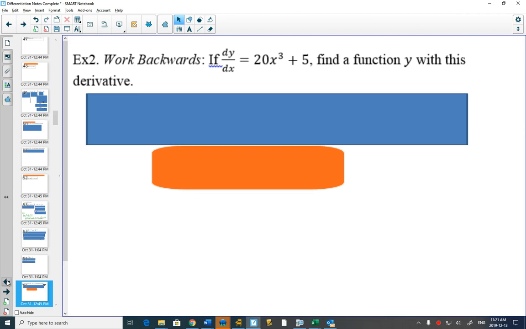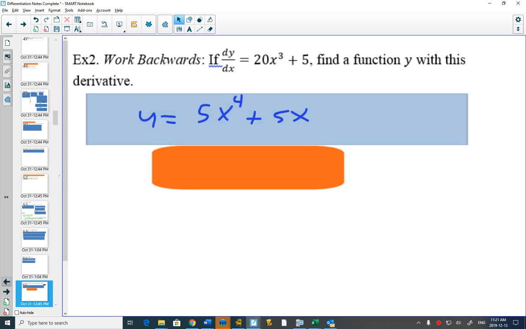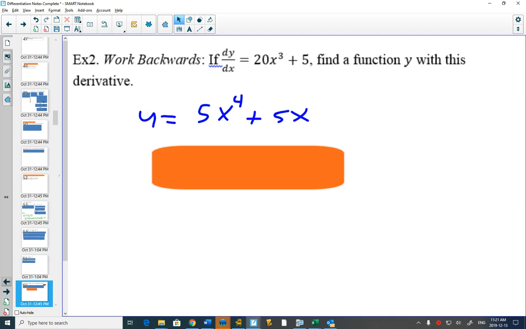Finally, another working backwards one. If you had this, what would it have been originally? Makes sense that you would have a 5x to the 4. And then any number by itself would have had just one x, because the 1 would come out in front, subtract 1 from the exponent to get that 0. So make your x's go away.